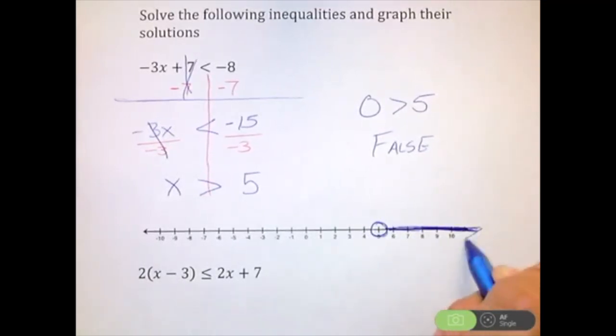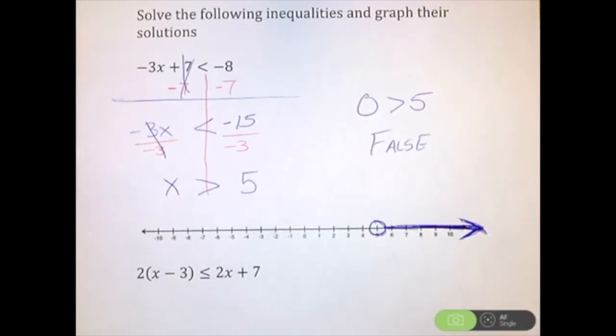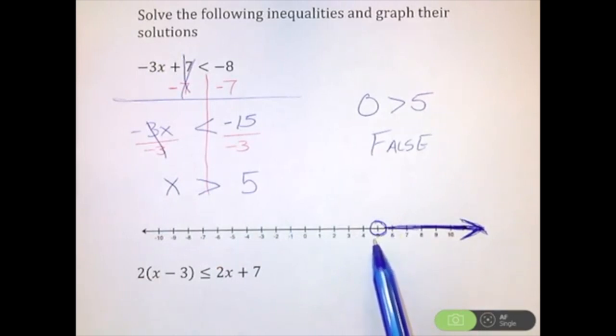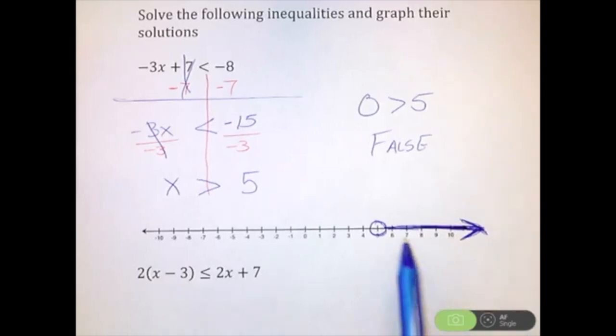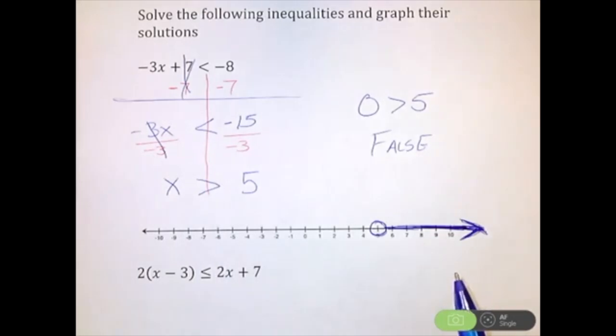Now, what does that all mean? It means anything that is shaded here is a solution to the original problem. So 5 is not a filled-in circle. So 5 wouldn't work, but 6, 7, 8, 9, 10, all those are in the shaded area. So if I took 9 and plug it in, I'm going to get a true inequality. And it's going to happen for all of these numbers in this direction. Okay? So let's move on to another example.